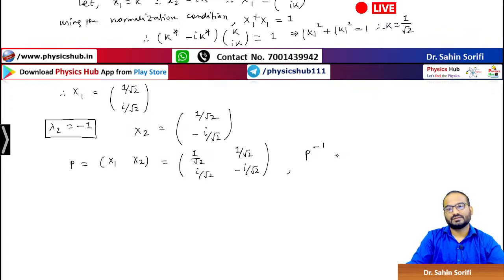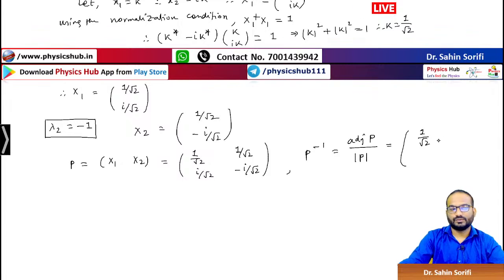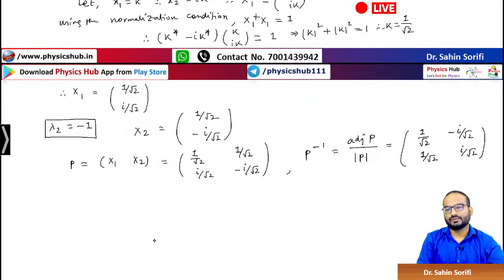P inverse, you can find as the adjoint of P divided by the determinant of P. If you calculate it, you will get this matrix: 1 upon root 2, minus i upon root 2, 1 upon root 2, i upon root 2. You can do it by yourselves, very straightforward. So you have got P and P inverse.